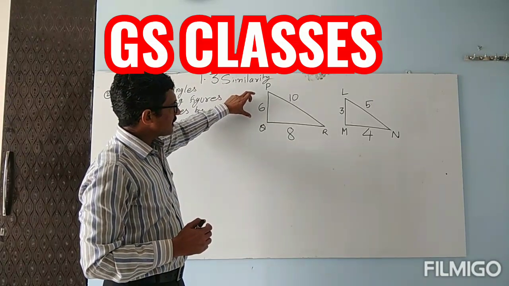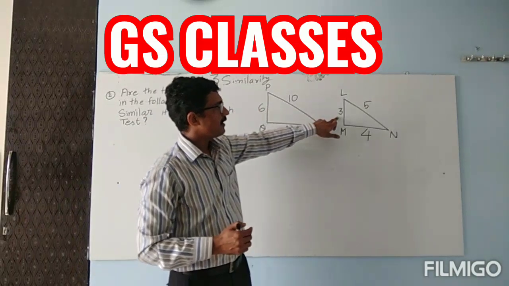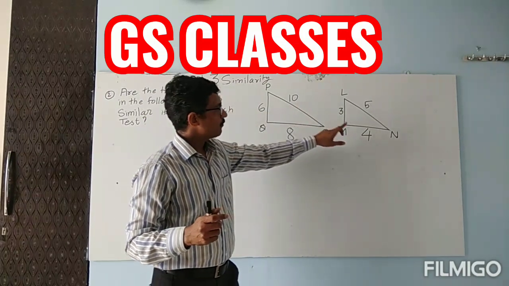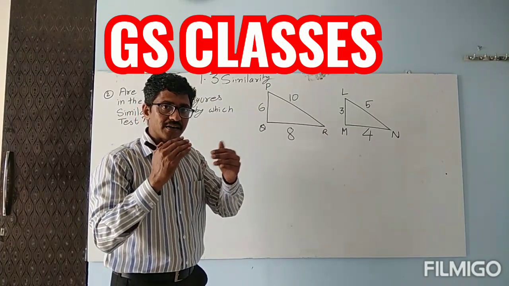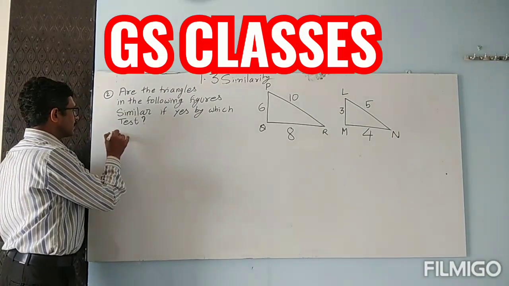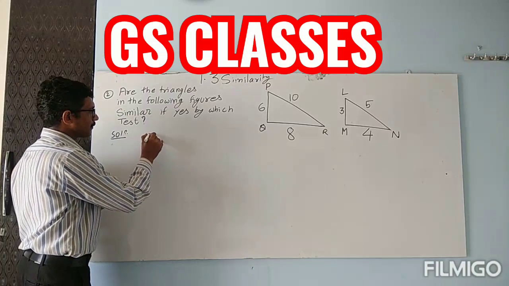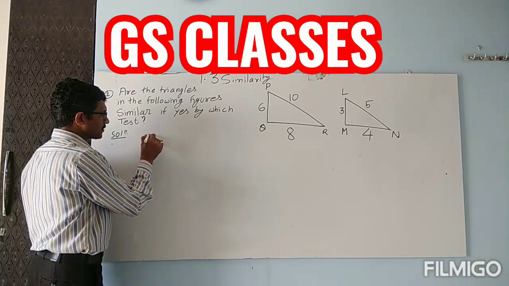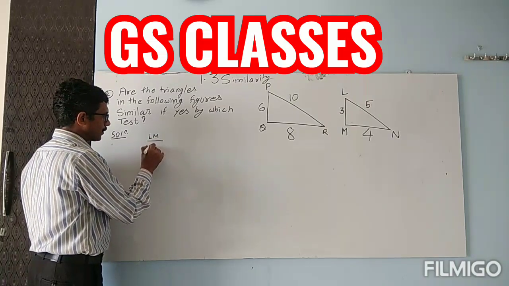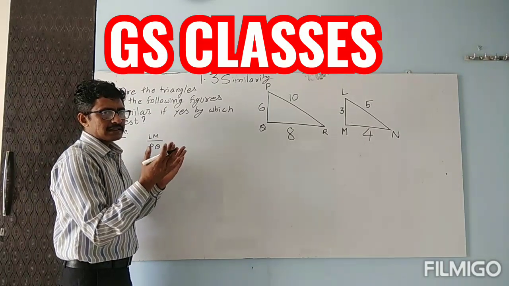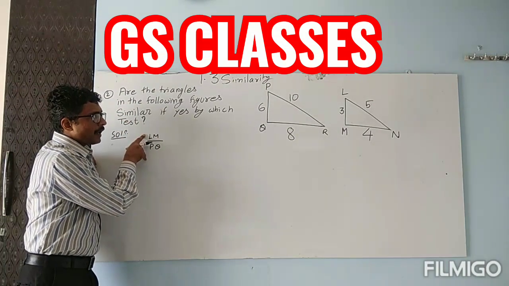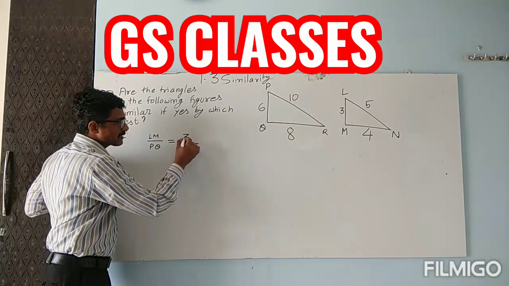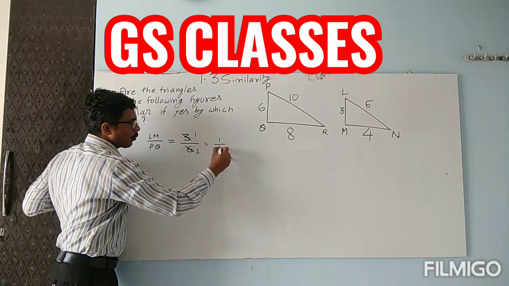If we see their corresponding sides, 6 and 3, there is some relation. 6 is double of 3. Similarly, 10 is double of 5. 8 is double of 4. Means their sides are in ratio. So let's work on this, children. While working, we have to write PQ upon LM. I will first write LM upon PQ. There is no hard and fast rule which one we write first. It is up to you. I am taking here LM upon PQ. LM value is 3 upon 6. If I cancel, I am getting 1 by 2.